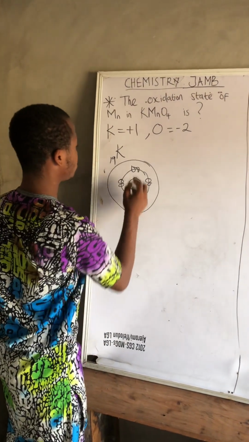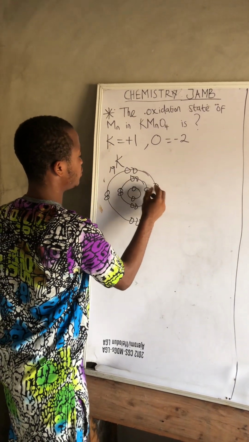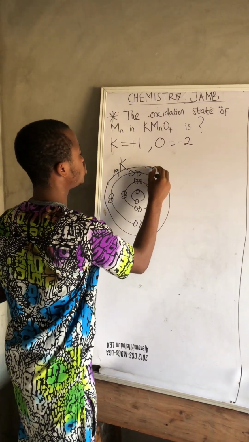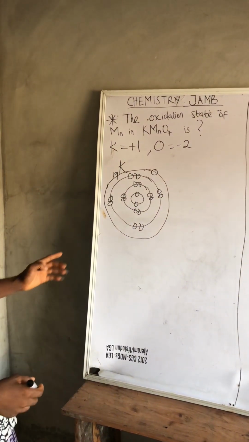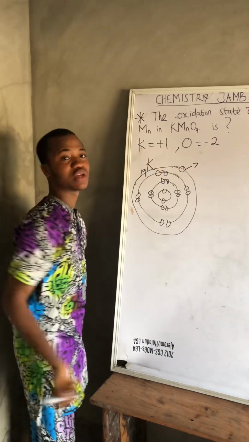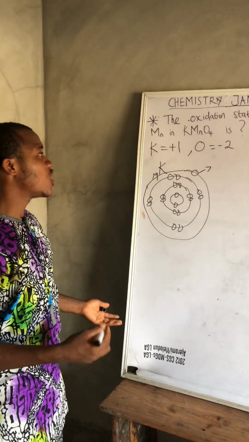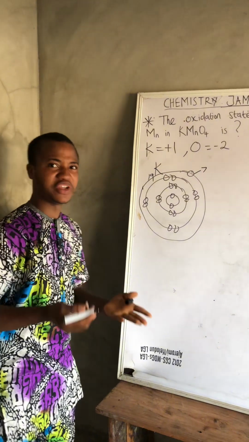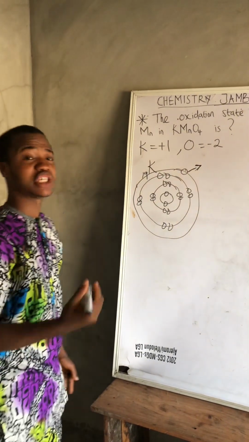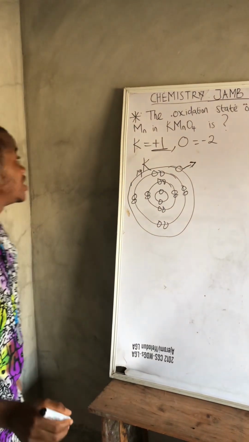Here it has 1, 2, 3, 4, 5, 6, 7, 8, and this is making it 18. It also has another shell with just 1 electron. So it shows that potassium is ready to lose just 1 electron. If it wants to bond with any type of atom, it will always be an electrovalent bond because it is quick to release. That means it is positively charged. So that is why the charge is +1.